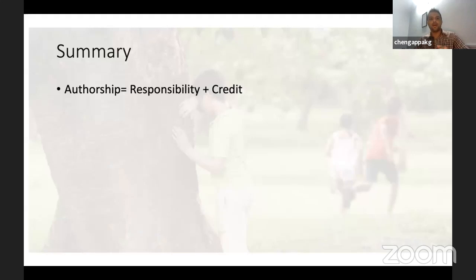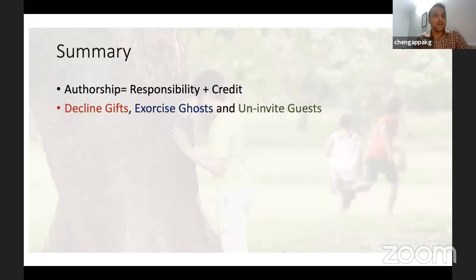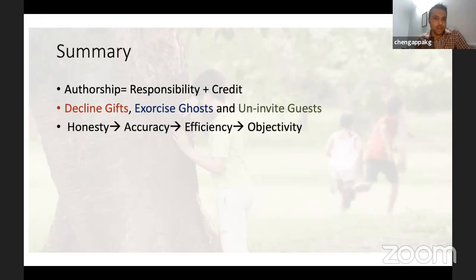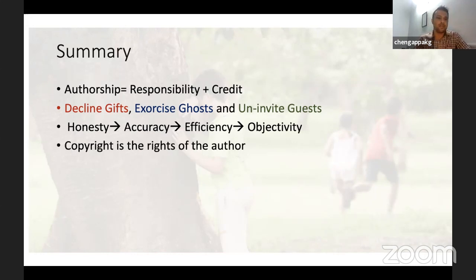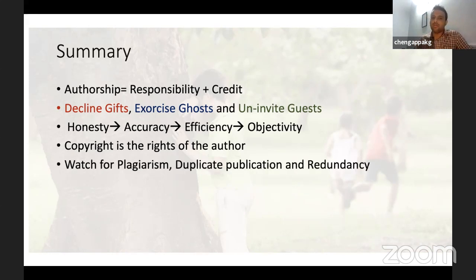So to summarize, authorship means credit as well as responsibility. We have to decline gift authors, we have to exorcise ghosts, and we have to uninvite guests when it comes to authorship. All of us have to be honest, accurate, efficient, and objective while we report our study findings. And copyright is the right of the author or the owner who has done the work. While we do our work, we have to watch for plagiarism, duplicate publication, and redundancy. Above all, we have to seek permission, if required, before we use the work of others.